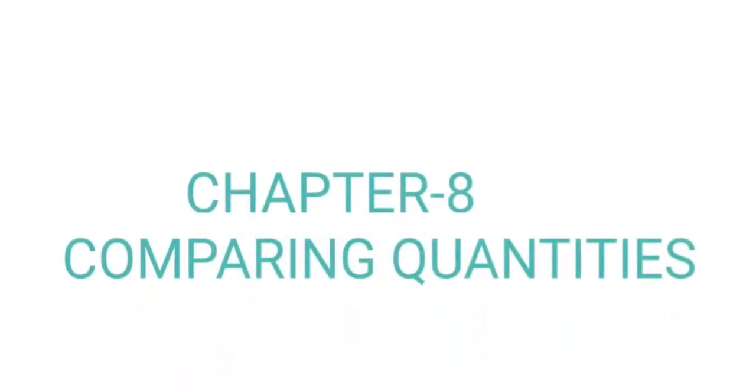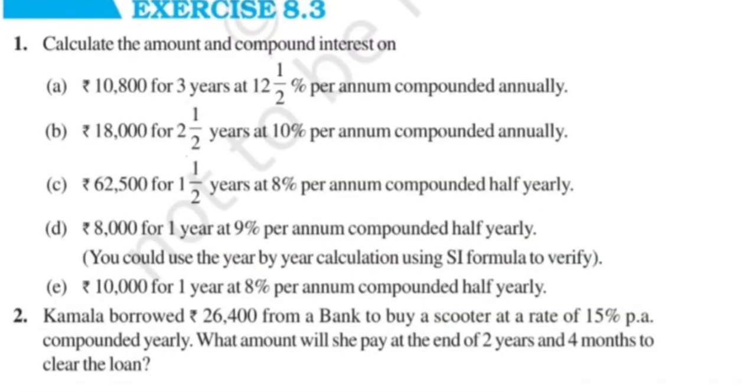Hello scholars, today I am going to start exercise 8.3. Okay, so see the first question. Calculate the amount and compound interest on number A, rupees 10,800 for 3 years at 12 whole 1/2% per annum compounded annually.